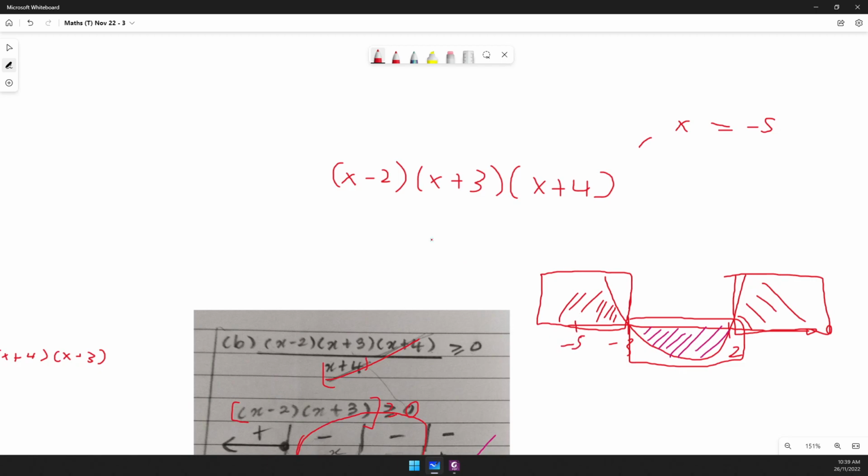Negative 5 minus 2. How much is it? Negative 5 minus 2 is negative 7. Then negative 5 plus 3 should be negative 2. Then negative 5 plus 4 will be negative 1.